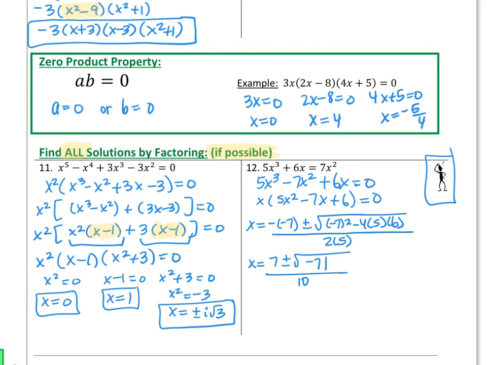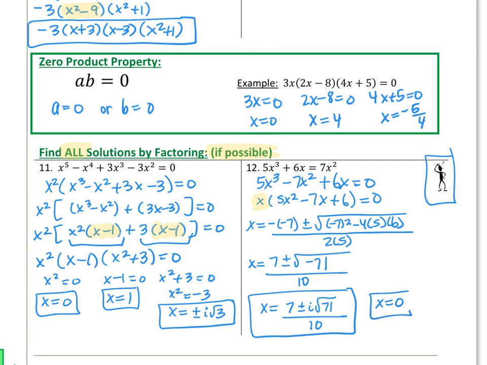All right, so this is imaginary. Okay, so I know I've got x equal to 7 plus or minus i square root of 71 over 10. Okay, that's 2 answers right there, guys, even if they're imaginary. But don't forget about this one right here, that x that we pulled out. A lot of people forget that on the test, and they won't put, well, I know x is 0, and then they'll miss that answer. So just be real careful with that part.